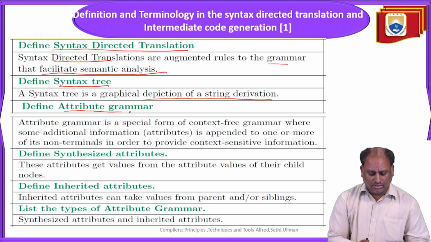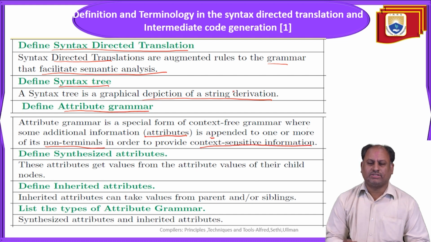What is an attribute grammar? Attribute grammar is a special form of context-free grammar where some additional information, that is attributes, is appended to one or more of its non-terminals in order to provide context-sensitive information. So to the context-free grammar, we are going to add some attributes, that is, an association of values, and that is considered an attribute grammar.